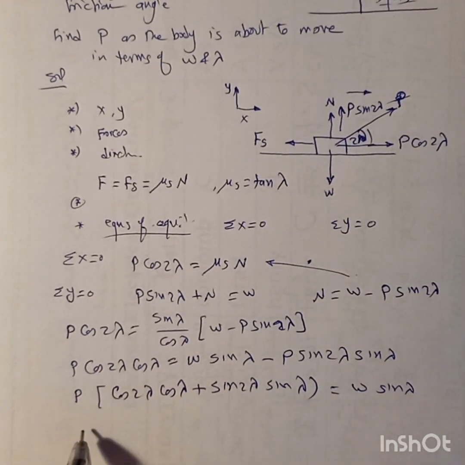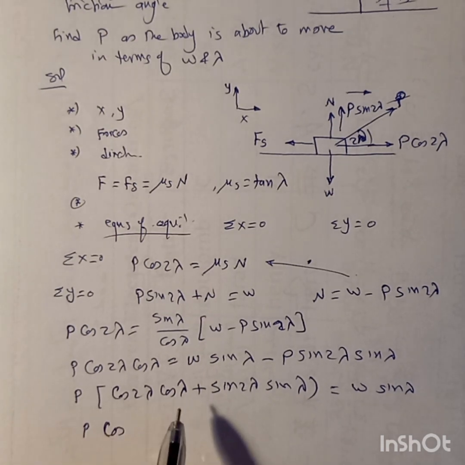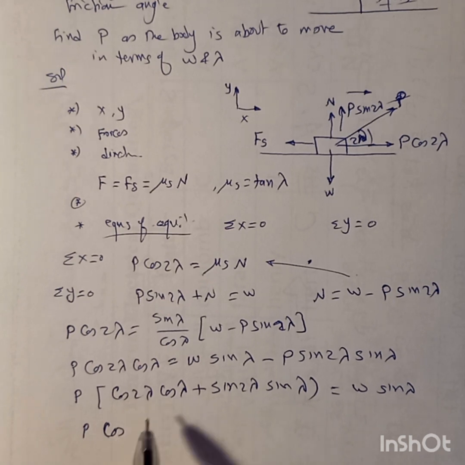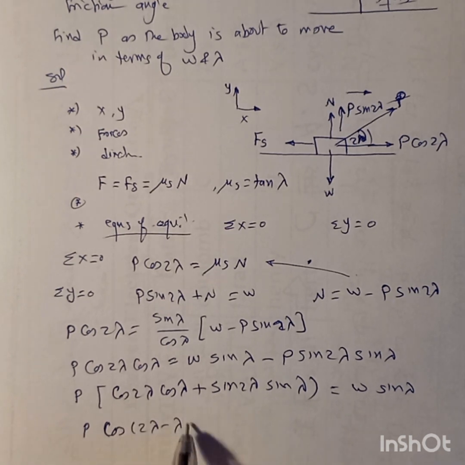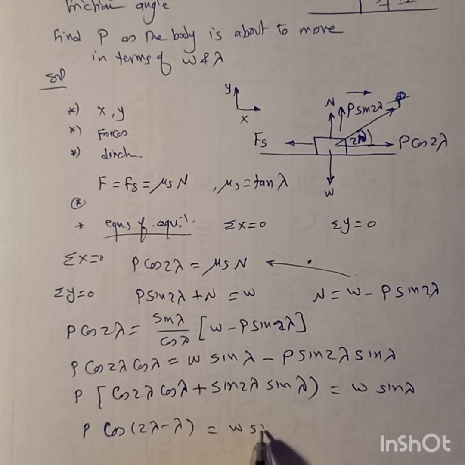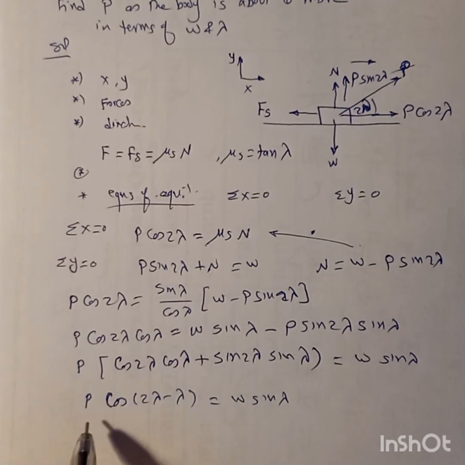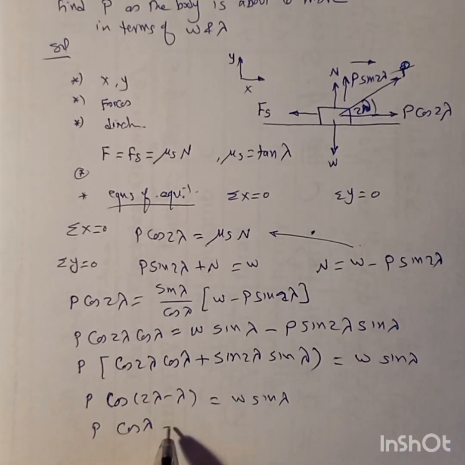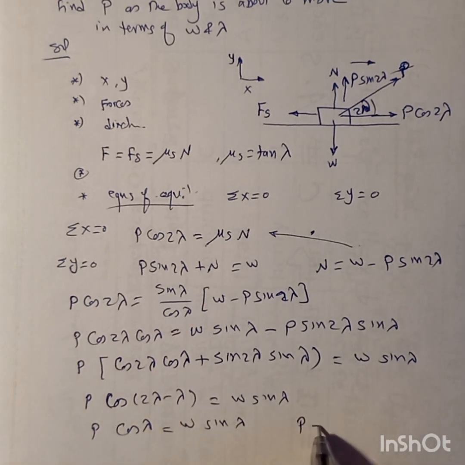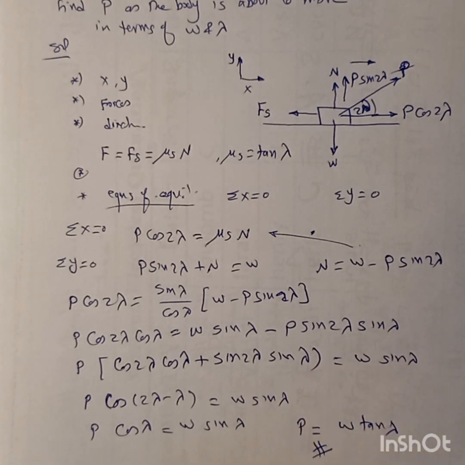This is P times cosine of the difference between 2 lambda and lambda, so we have cosine of 2 lambda minus lambda equals W sine lambda. Here we have P cosine lambda equals W sine lambda. Then finally the force P equals W tan lambda, and this is what was required to find.